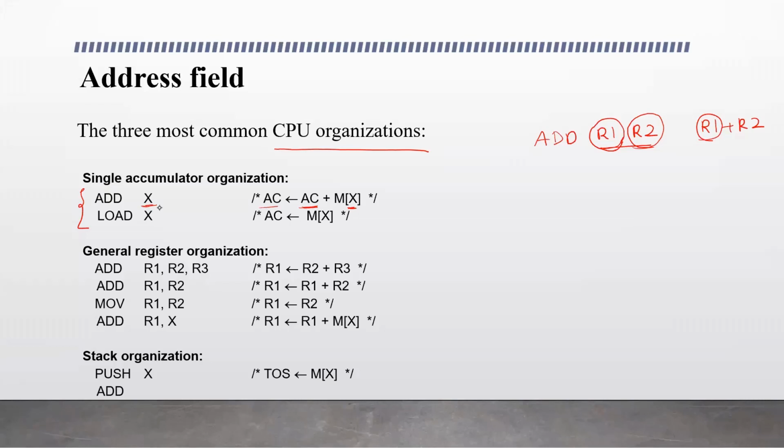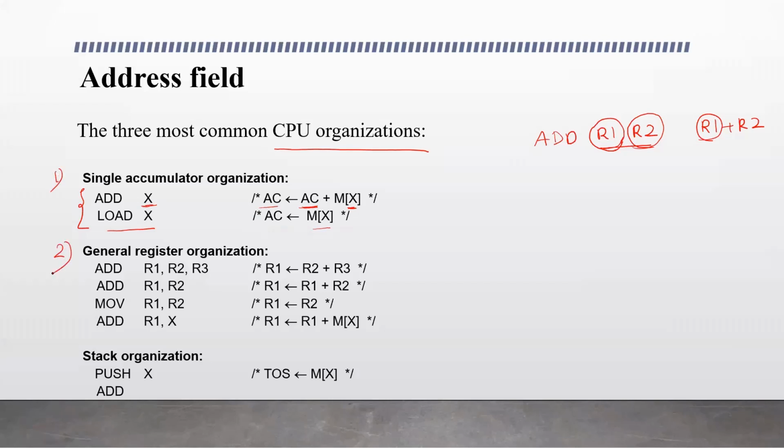And the next instruction, if you see, is load X. What is the meaning of this instruction? Load the content of memory at location X into the accumulator. Here the accumulator is the implicit register. In single accumulator organization, the accumulator is taken as the default register. This is the first type of organization.